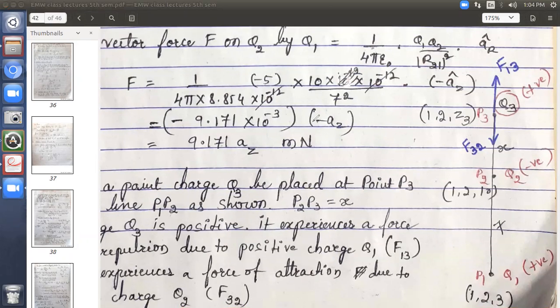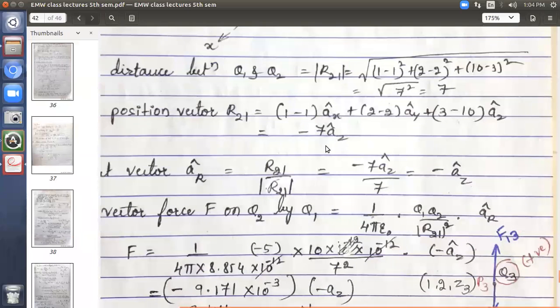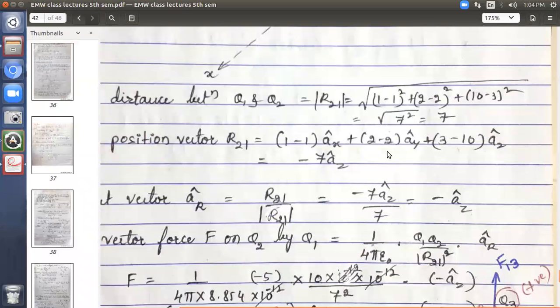Position vector is 7 or minus 7. Let me just check. It is minus 7, I guess. Position vector, because 3 minus 10. So minus 7.